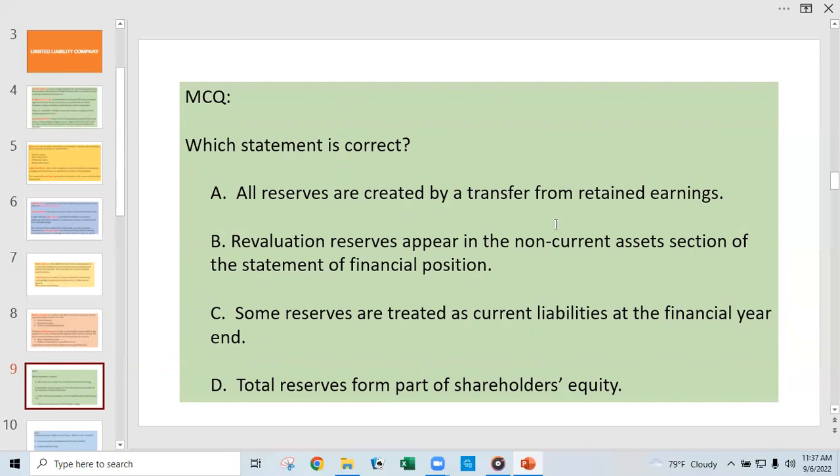All reserves are shown under equity. Therefore, the statements B and C are incorrect. And therefore, D is the answer.